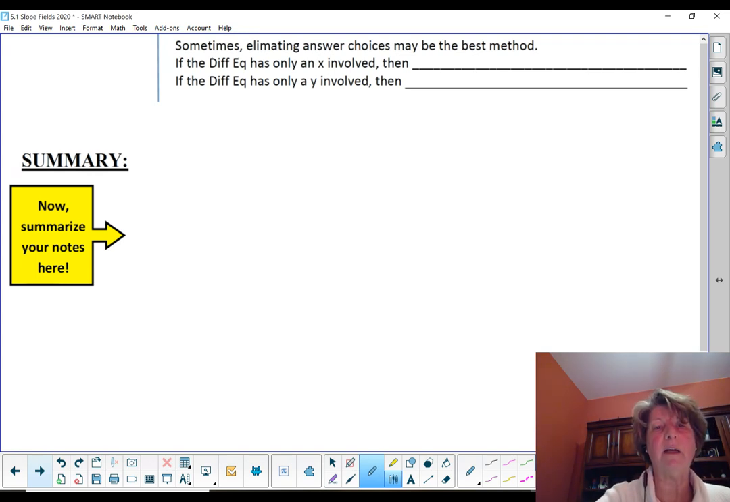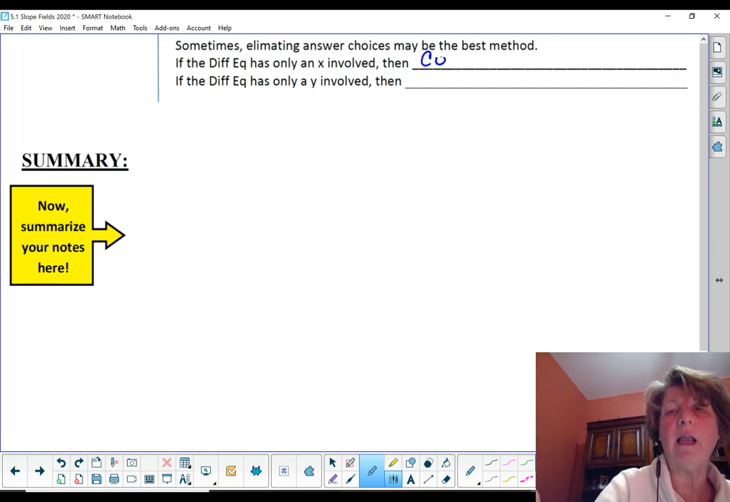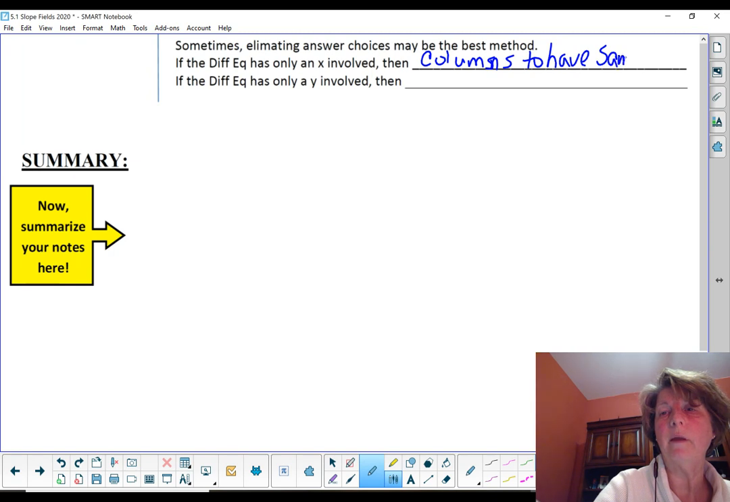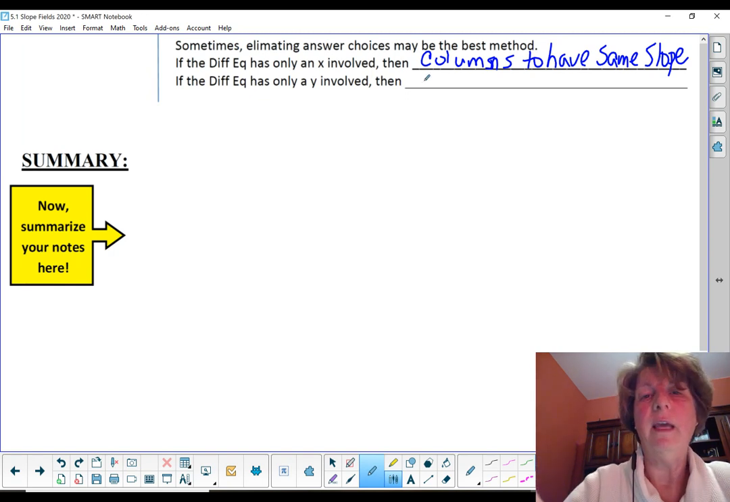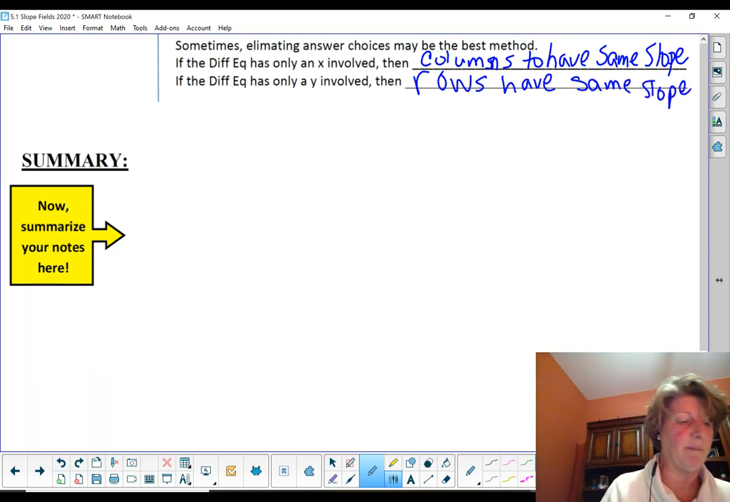All right. A couple little summary things down here at bottom. Sometimes eliminating answer choices is the best method. And if the differential equation has only x's involved, then expect your columns to have the same slope. That really does help, especially in multiple choice, to find those. And then if the y's are involved, only y's, the rows have same slope. And I think you know what I mean by that.